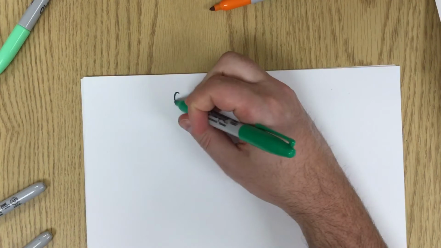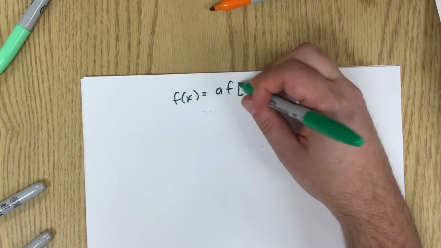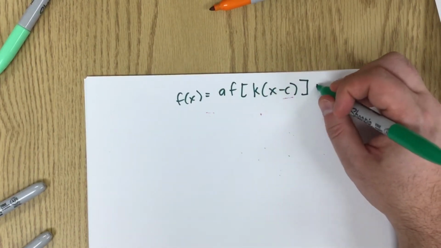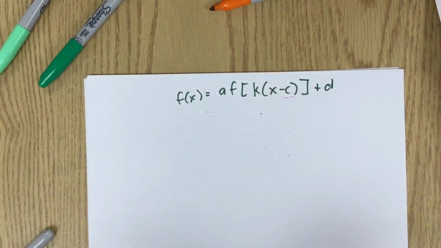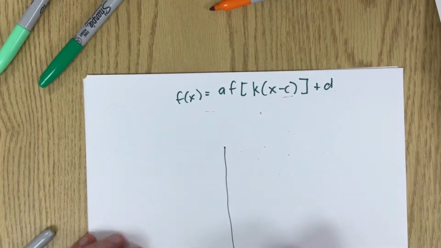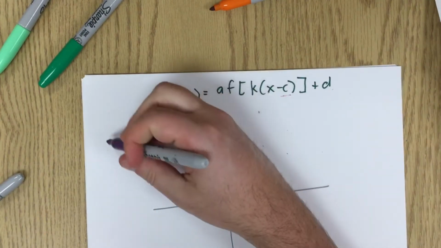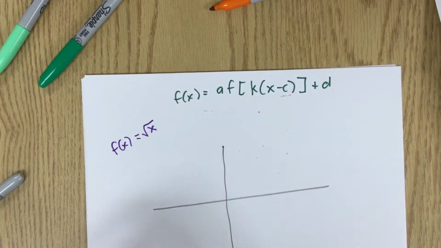Similarly, let's write this down again. F of x is a f k x minus c plus d. So f of x equals root x.